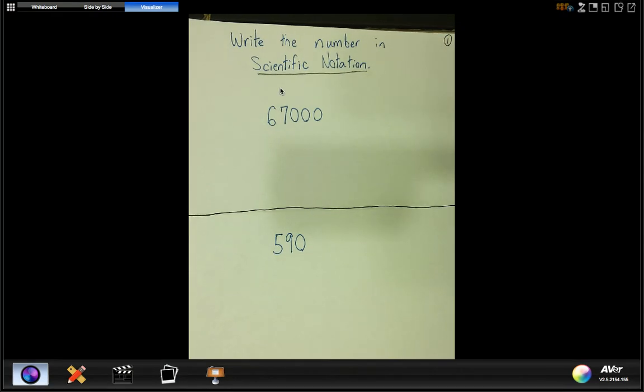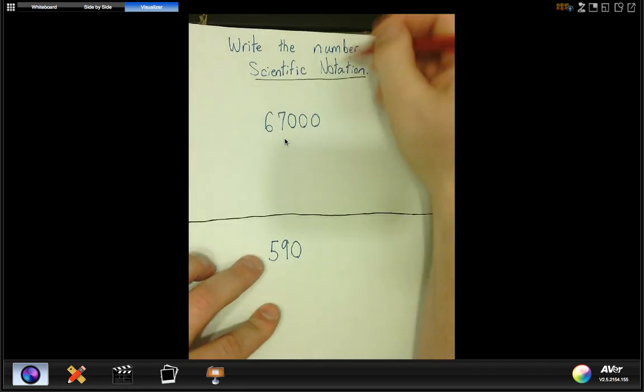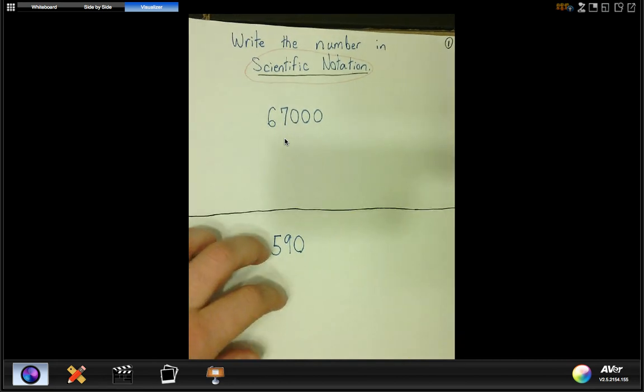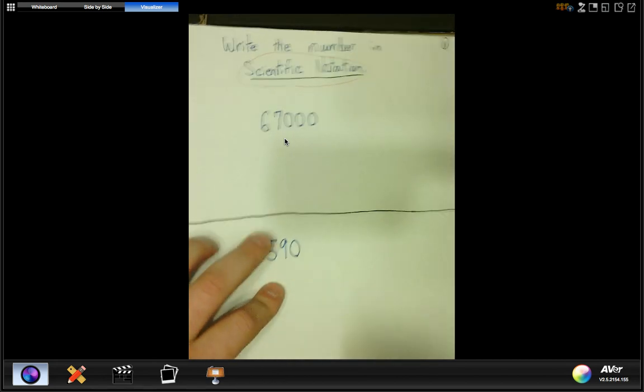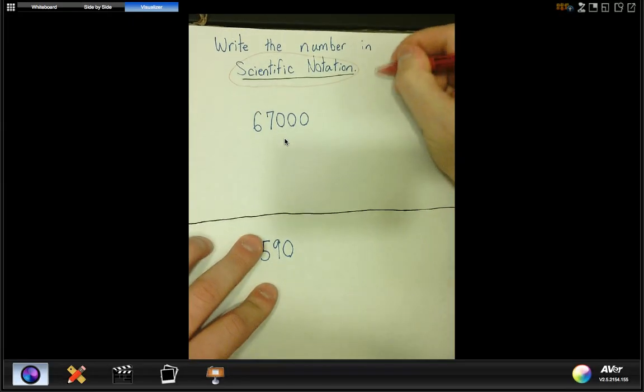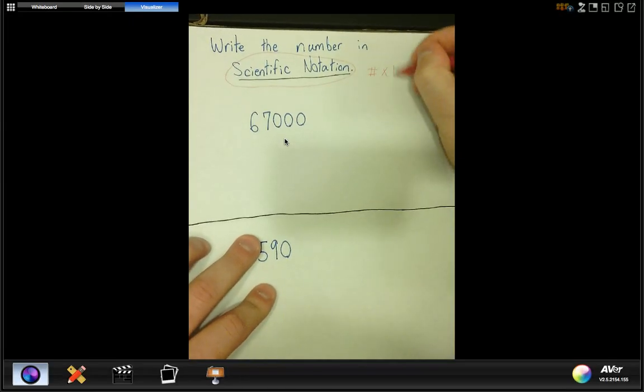All right, so here we see my example number 1. Write the number in scientific notation. As you can see, we got 2 fairly large numbers here, 67,590, right? 67,000 is a large number, and as we learned from the videos, you want to use scientific notation to express large numbers. So when I look at a problem like this, the first thing I want to know is, what am I writing it in? Of course, we see scientific notation, so I know it's going to be a number times 10 to some exponent.